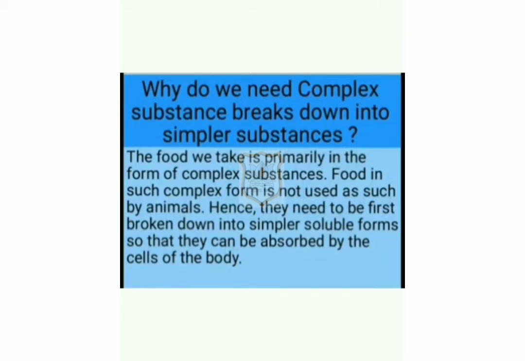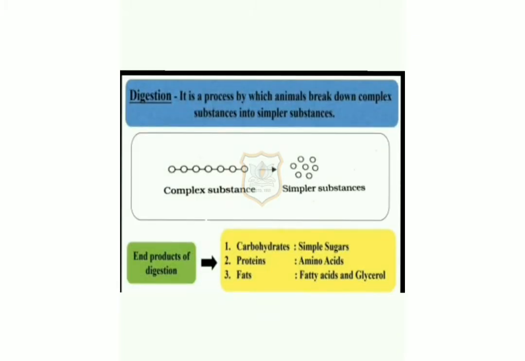Students, why do we need complex substances to be broken down into simpler substances? Because the food we take is primarily in the form of complex substances. Food in such complex form is not used as such by animals. Hence, they need to be first broken down into simpler soluble forms so that they can be absorbed by the cells of the body. So students, digestion is a process by which animals break down complex substances into simpler substances.